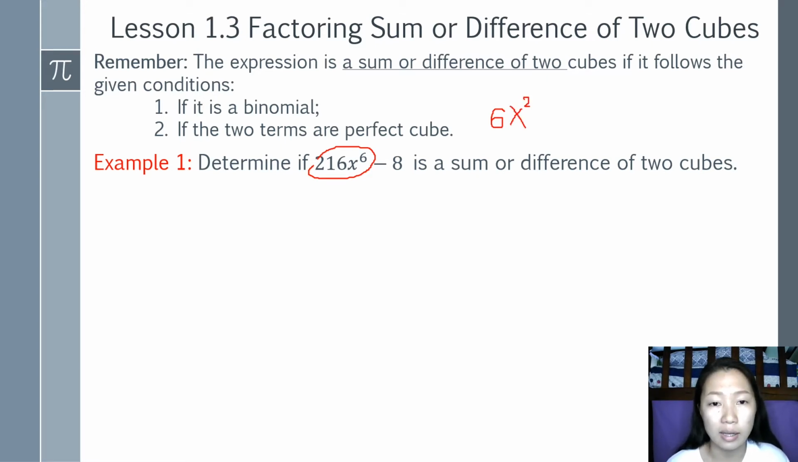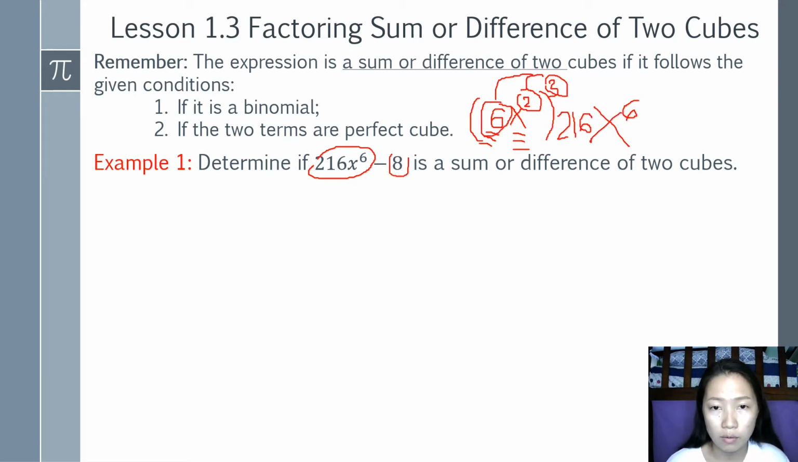Ma'am, paano po nangyari? I-times mo ng 3 beses si 6. 6 times 6, 36. Times 6, 216. I-times mo ng 3 beses si x squared. X squared times x squared, x to the 4th power. Times x squared, x to the 6th power. So, kapag variable, nagpa-plus ka lang pala kapag tina-times mo siya. Pina-plus mo lang ang exponent. 2 plus 2 plus 2, 6.